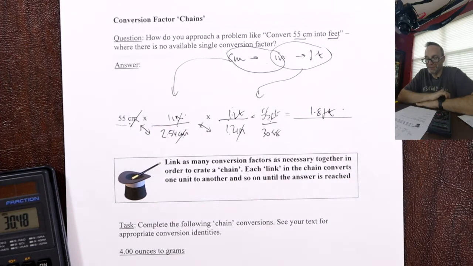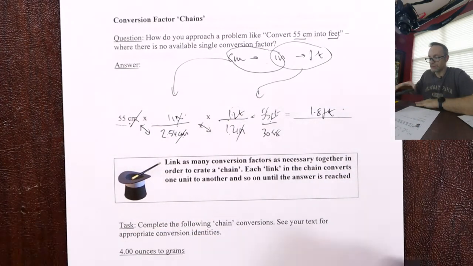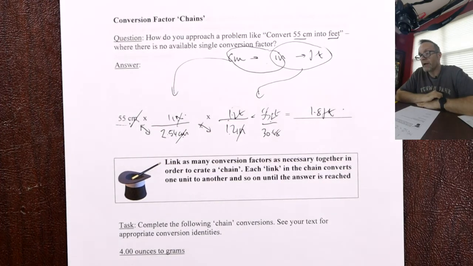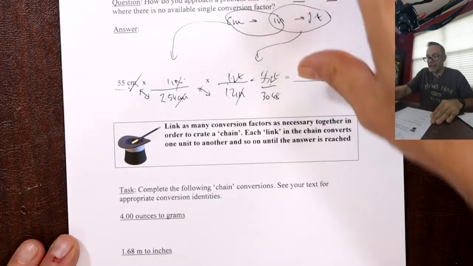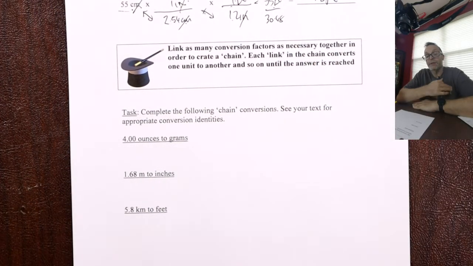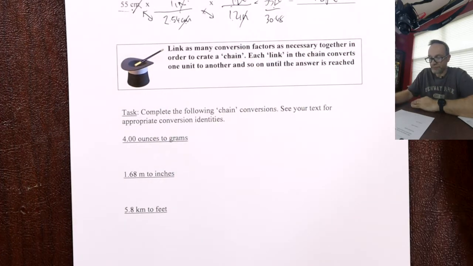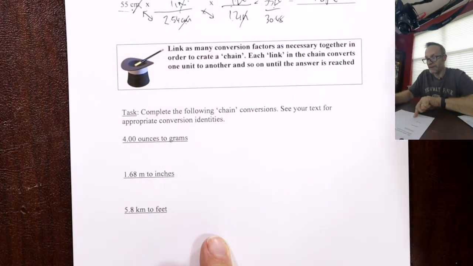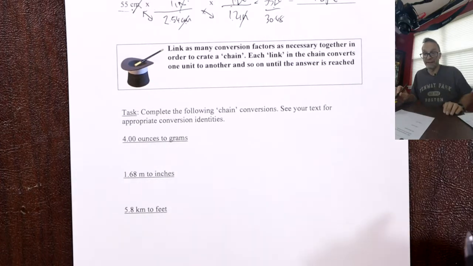Also think about how reasonable your answer is. Is your answer reasonable? 55 centimeters is about this much, so is 1.8 feet, so that makes sense. All right, so the bottom line is this. You can link as many of these conversion fractions together as you need to get from A to B. Some journeys are more efficient than others, some are longer. It doesn't matter how many steps you take, how many links are in the chain. So what I want you to do is pause for a second and just try and work these out. Plan a journey, then kind of crank the handle. All right, I'll come back in a second.